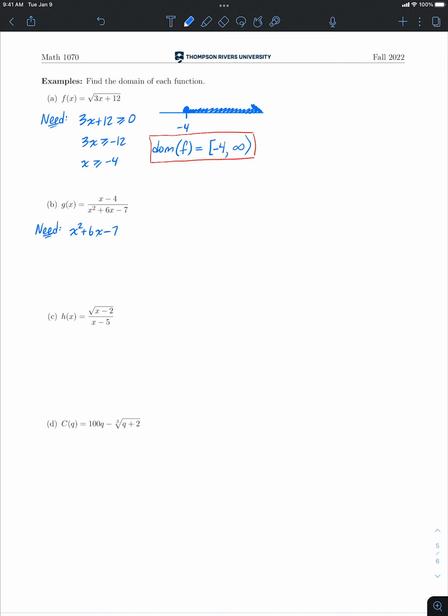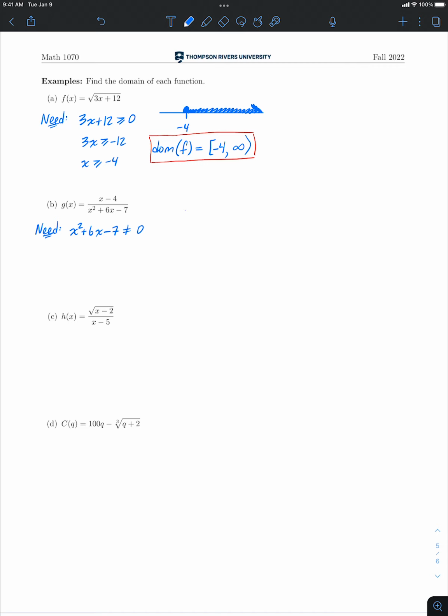And sometimes you're going to have more than one restriction, and it's in your interest to find all the restrictions first before you start to reduce or simplify any of them. So in this case, we need x squared plus 6x minus 7 to be non-zero because it appears as the denominator of a fraction. Okay, well, how are we going to figure out when x squared plus 6x minus 7 is non-zero? This is the way I like to think about it.